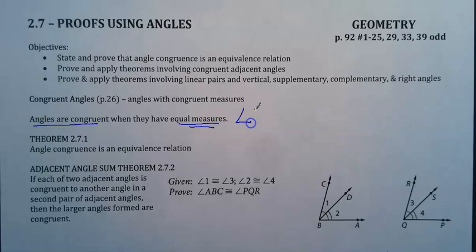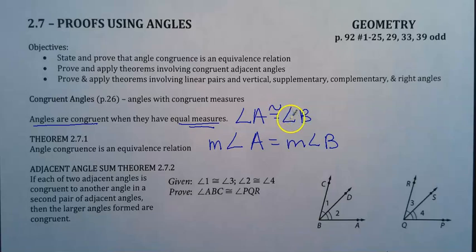So angles are congruent. Angle A is congruent to angle B when the measure of angle A equals the measure of angle B. That's going to be important for you to write down. Remember, angles are congruent when their measures are equal. Okay. So theorem 2.7.1: angle congruence is an equivalence relation.